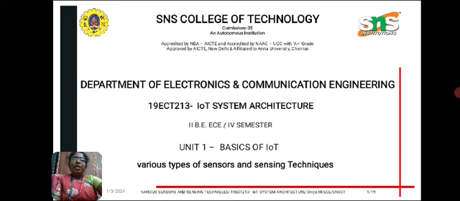We are going to see IoT System Architecture, Unit 1, Basics of IoT. In that, we are going to see the various types of sensors and sensing techniques.